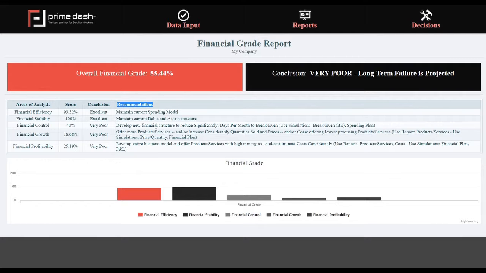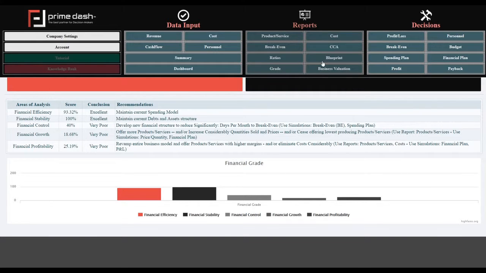Once this analysis is complete, PrimeDash is able to provide an overall financial grade, as well as the likelihood of long-term success. It is worth noting that PrimeDash's financial grading process for companies is unique, and no other software exists with these specific capabilities. The Blueprint Report is unique to the PrimeDash suite and simply innovative.